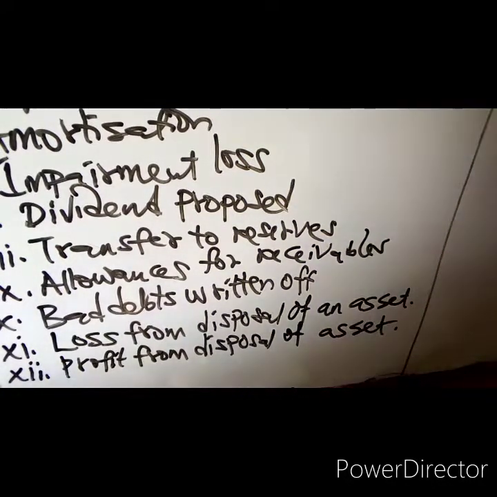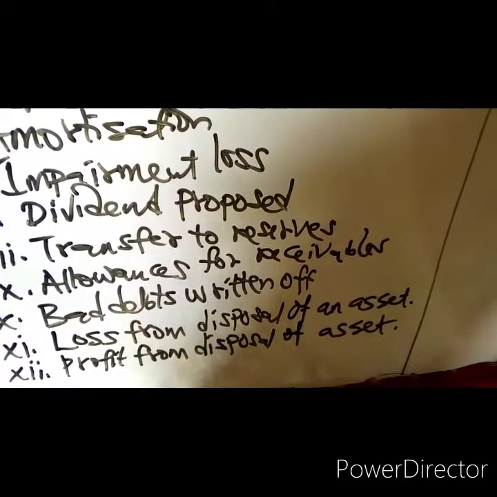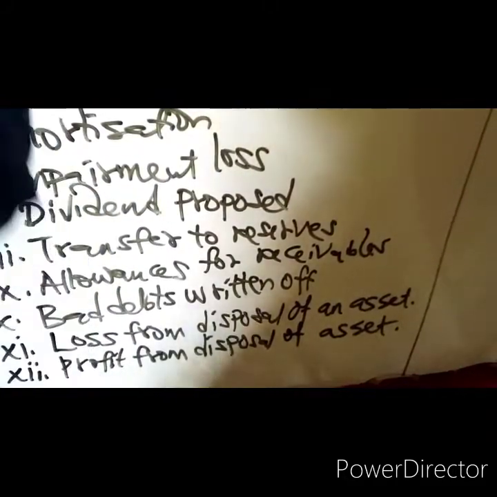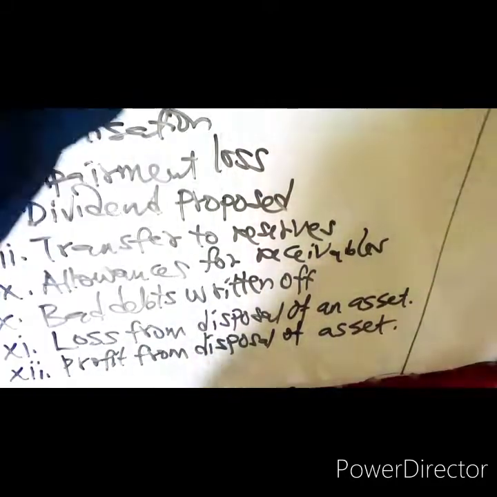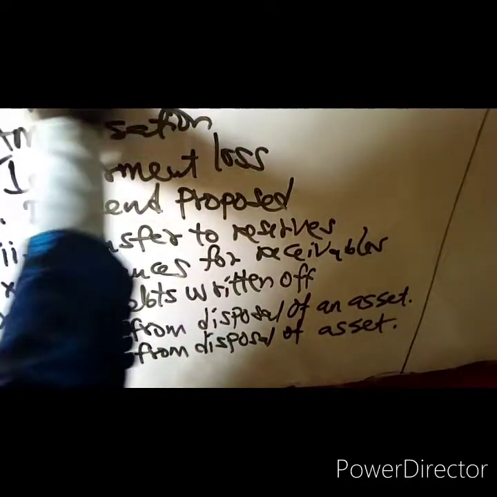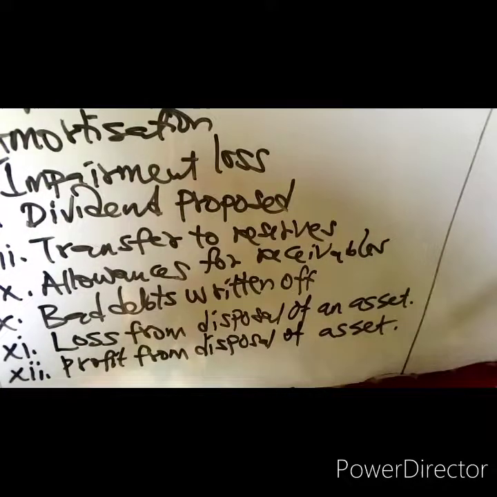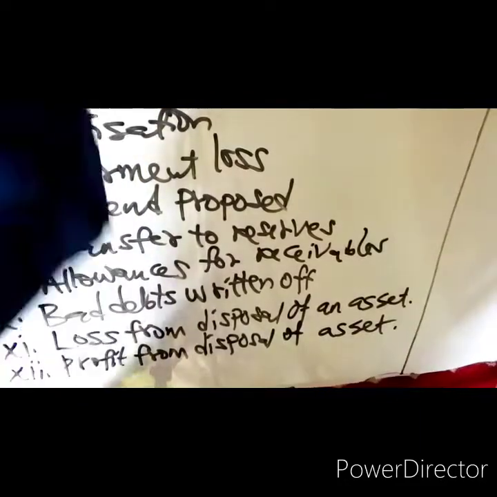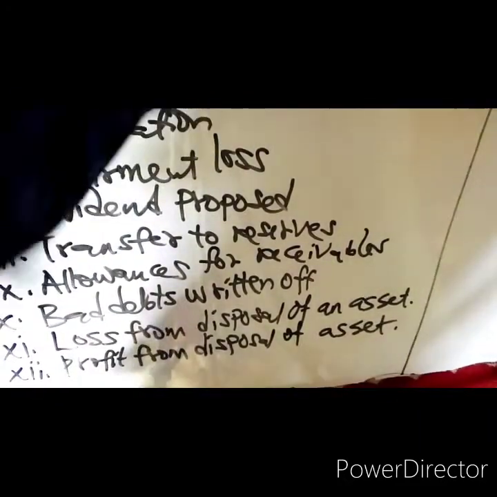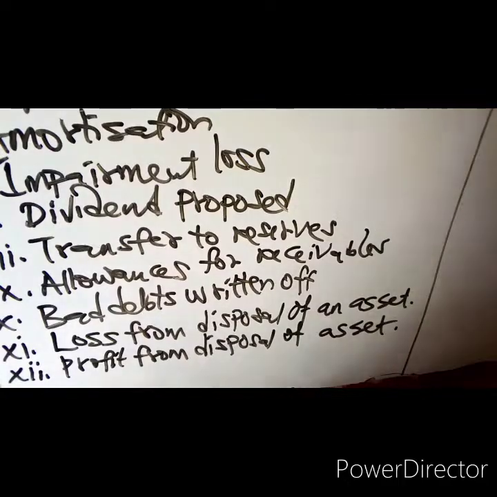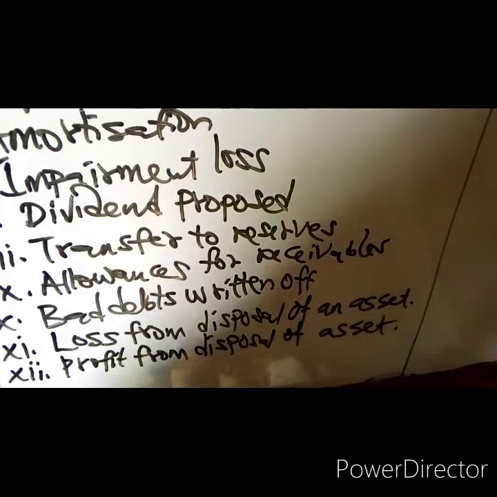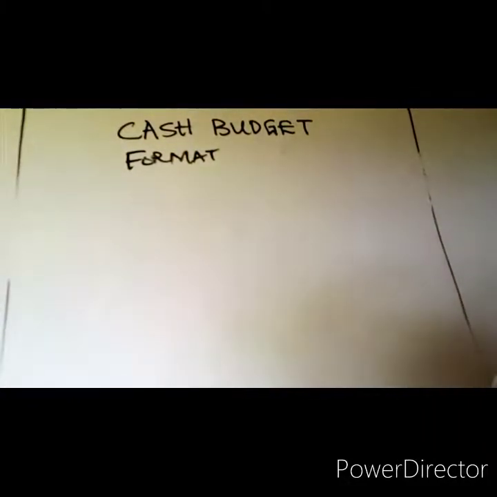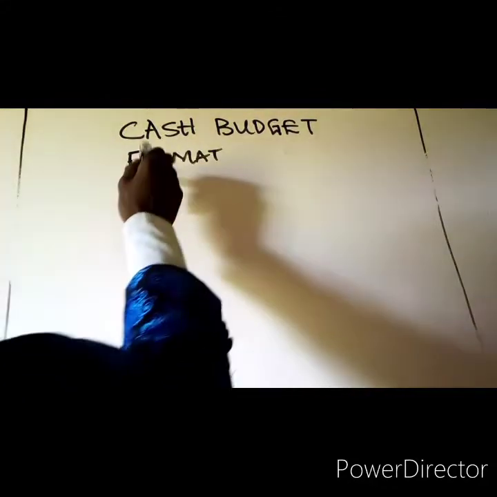I've given you those items that will not appear in the cash budget at all. Where the expenditure to be included in the cash budget contains those items, we are going to remove them from the items of expenditure before actually recording those expenditures in our cash budget. I've told you that cash budget is prepared in line with the cash basis of account. So on the basis of that, I will give you the format for preparing the cash budget.